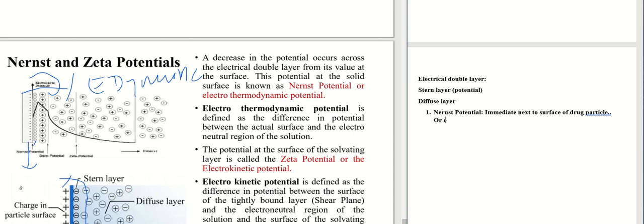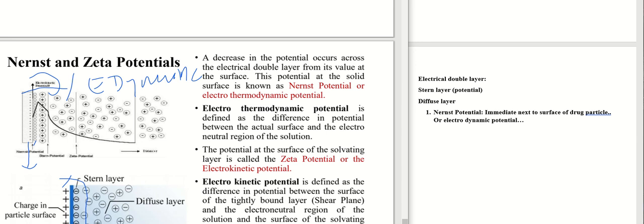is also known as electrodynamic potential in a few literatures. Why? Because as soon as the positively charged drug particle is exposed to a mixture of ions, immediately the negatively charged ions will form a layer, a tight layer, a dynamic layer.